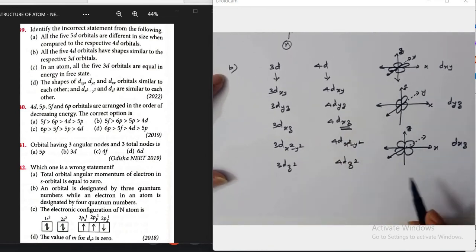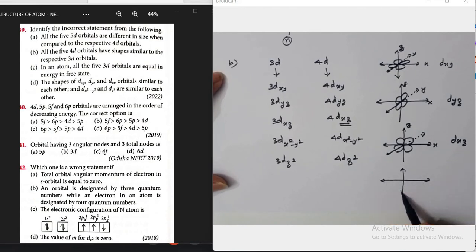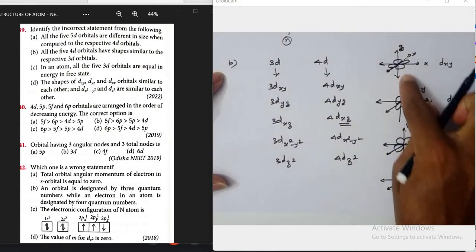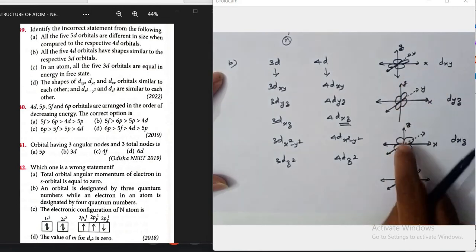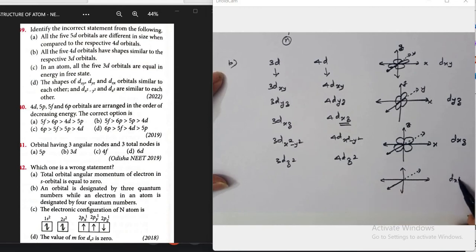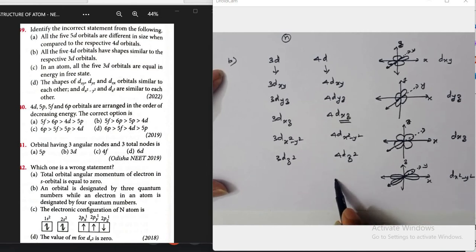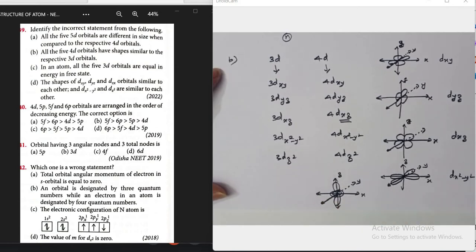Then dx square minus y square. These d orbitals have lobes in between the axes, whereas dx square minus y square, which I am going to draw now, has lobes along the axes. So this is the x-axis, y-axis, z-axis. They have lobes along the x-axis and y-axis: a lobe along plus x and minus x, and another lobe along plus y and minus y. Then the last one, the dz square orbital, I'll draw here. This is the y-axis and this is the z-axis. The dz square orbital has lobes along the z-axis, and there is a circular collar in the xy plane. These are the shapes of the d orbitals.